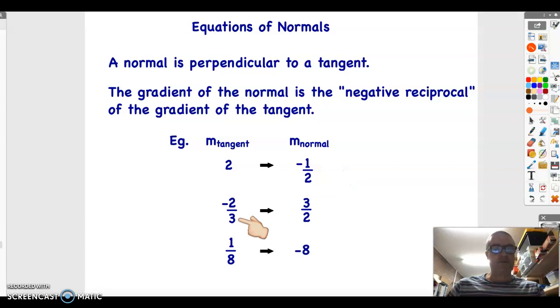Negative 2/3 would correspond to positive 3 over 2. Positive 1/8 would correspond to -8. Point being, if we can use our derivative to find the gradient of a tangent, we can make a deduction about what the gradient of the normal would be.